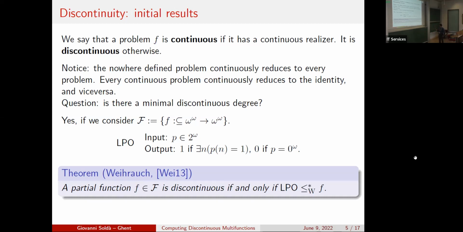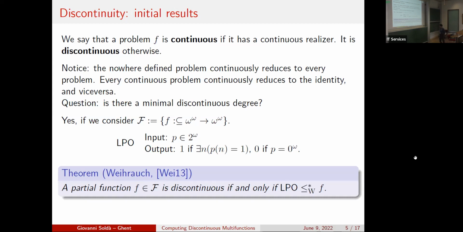This was already shown by Weihrauch. I actually don't know when; it's in his book, but I don't know when it was originally proved, that if you just consider functions from Baire space to Baire space, then such a degree exists. If we consider the degree of LPO, the limited principle of omniscience, then this degree does the job.